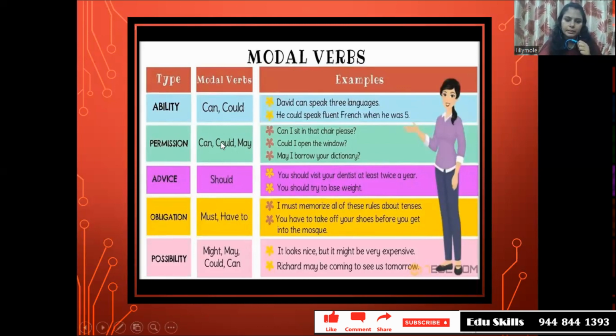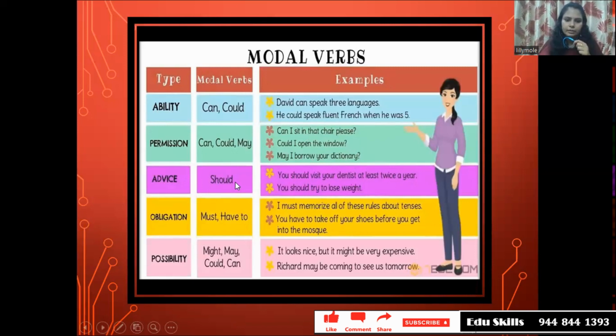For permission, we can use can, could, or may. For example, can I sit in that chair, please? Or could I open the window? May I borrow your dictionary? So these are for permission. Can, could, or may, we can use all of them for permission.